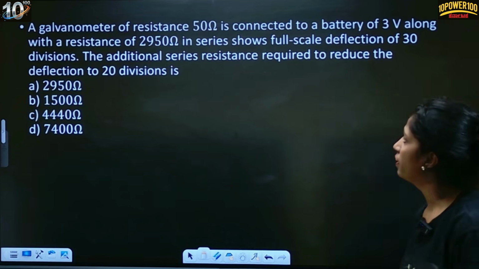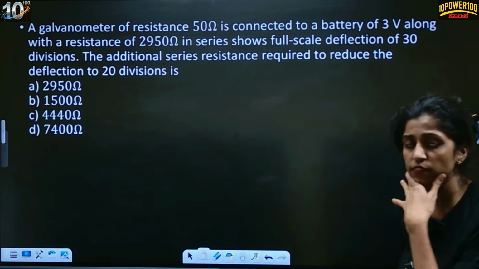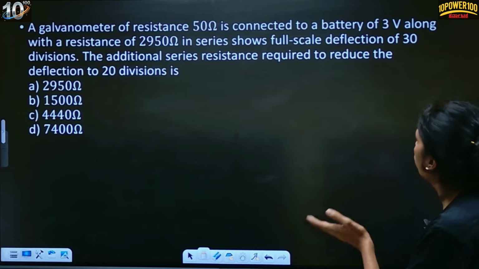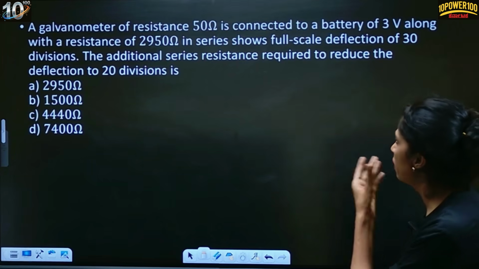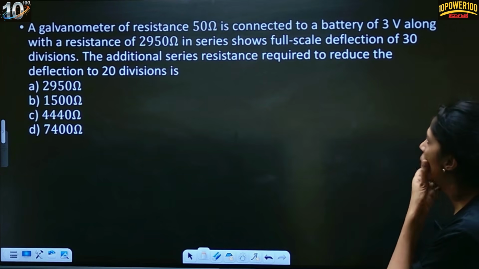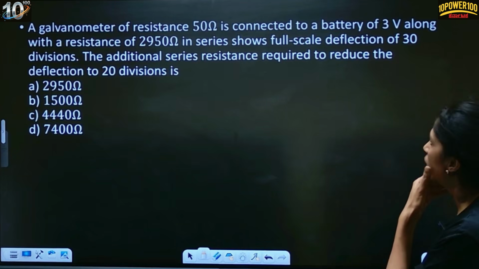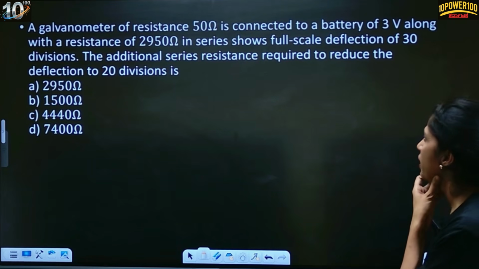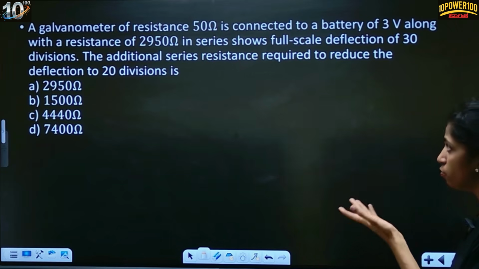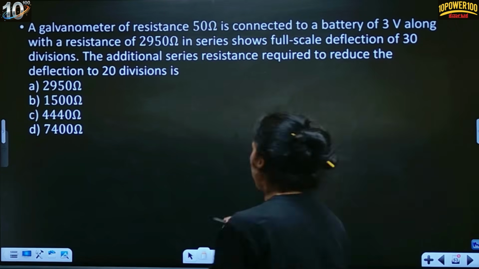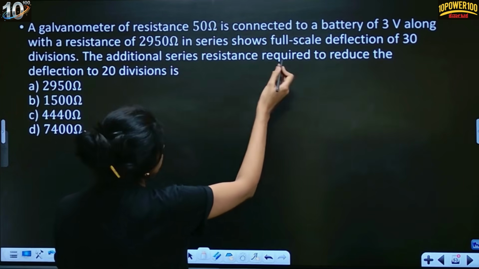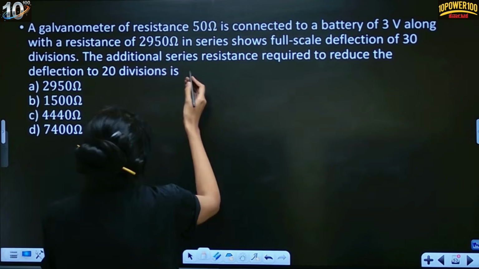Next we have a similar question related to galvanometer and deflections. A galvanometer of resistance 50 ohm is connected to a battery of 3 volt along with a resistance. It shows a full scale deflection of 30 divisions, and we need the additional series resistance required to reduce the deflection to 20 divisions. It's a very simple question and I think you should be able to do this. I'll give you a hint. I want you to solve. The galvanometer resistance is 50 ohm, the battery is 3 volt, and the resistance is 2950.